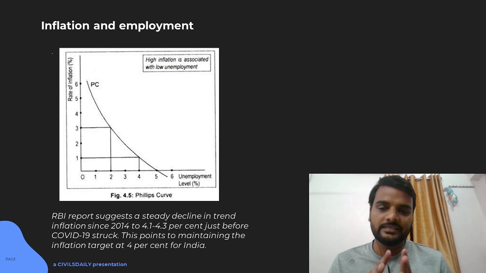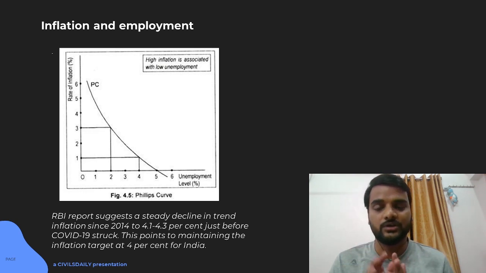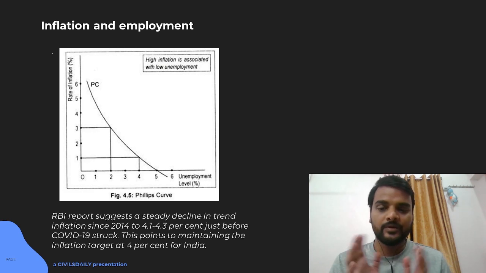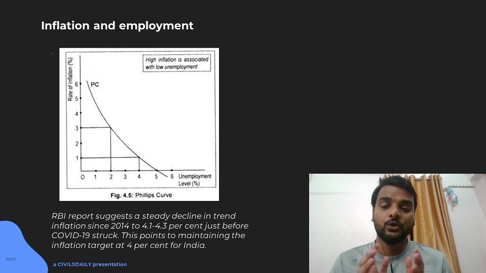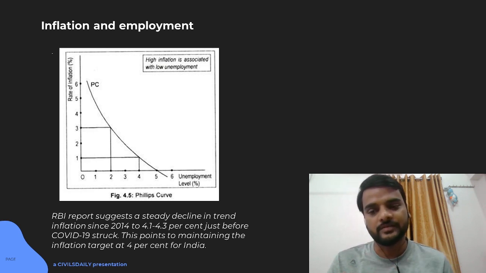But in India, even the RBI report has said that this curve is not that valid in India, because we have very low inflation but do not have a very high unemployment rate, or vice versa. Even during Corona, we saw that the inflation rate fell, but we had very high unemployment. So this situation is not a very ideal equation.